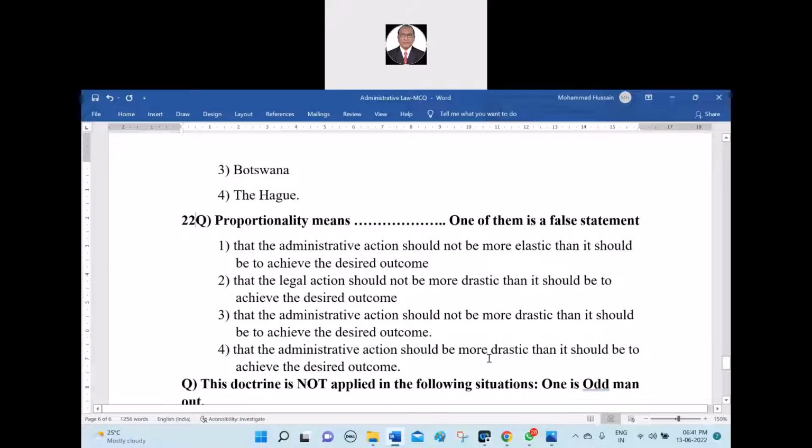Proportionality means one of them is false. Option 1, sir. Option 4, sir. Check again. Number 4, sir. It is 3. Yes, sir. 4 only. So you are telling the false one. Yes, I told the false one. It should be more drastic, you are telling.